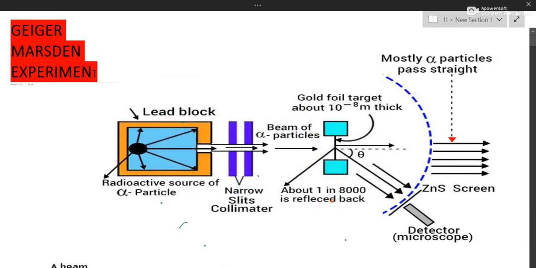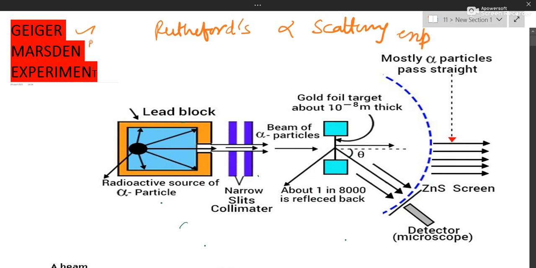Okay, remaining topics of chapter atom are covered here. This is Rutherford's alpha scattering experiment, also known as the Geiger-Marsden experiment. Geiger and Marsden both were associates of Rutherford, those who were working with Rutherford.